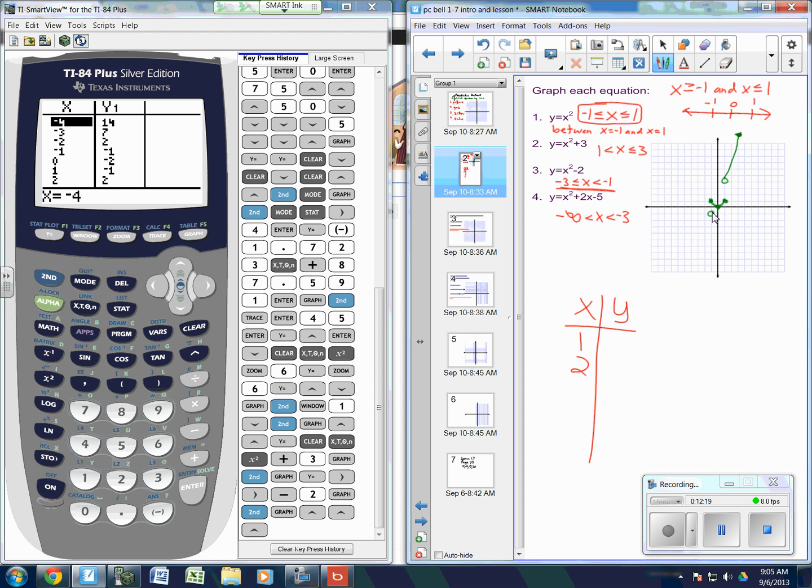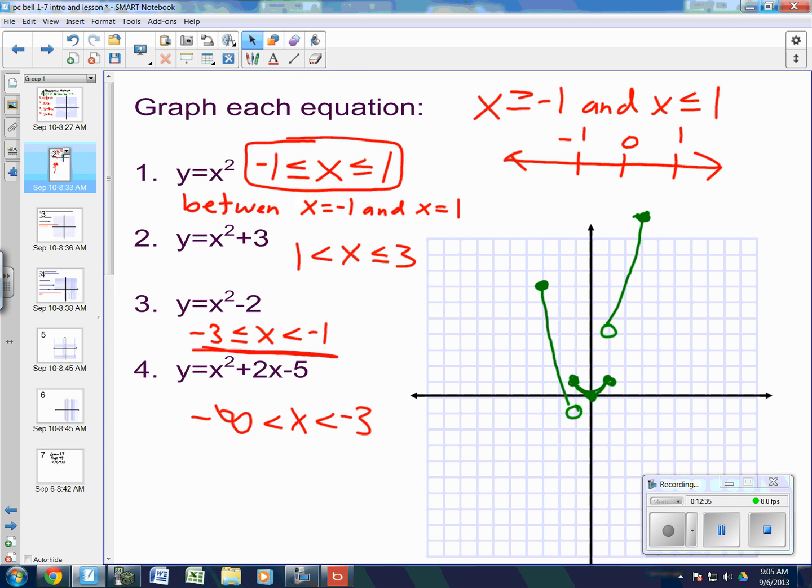So I'm going to go to negative 3, 1, 2, 3, and then 1, 2, 3, 4, 5, 6, 7. And I'm going to go up like that. It's a solid circle. Number 7. I'm going to make this bigger so you guys can see it. It's going to look something like this. Do we understand that?